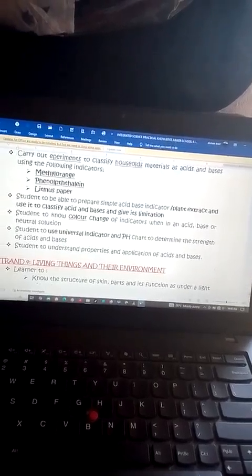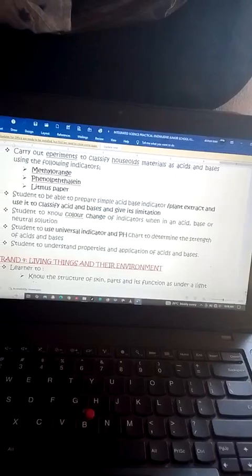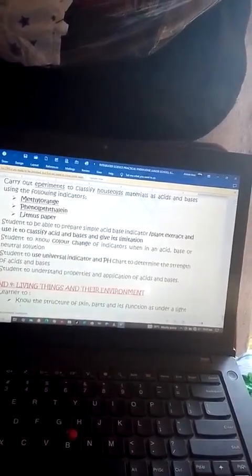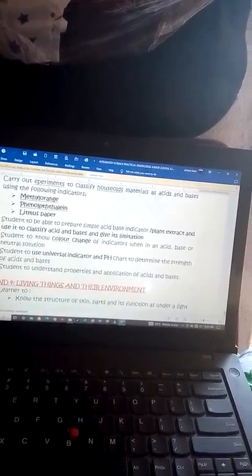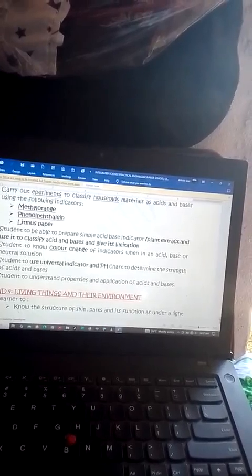Students again need to use universal indicator and pH chart to determine the strength of acids and bases. pH chart ranges from 1 to 14. So a learner need to know what is pH 7, that is neutral. A learner need to understand what's the pH of something like a lemon, the pH of sodium hydroxide, potassium hydroxide, the pH of antacid tablets. And again, also a learner need to understand the properties and applications of acids and bases.